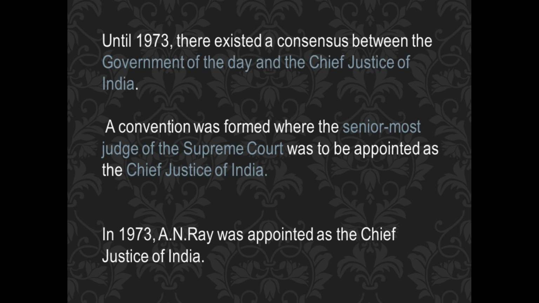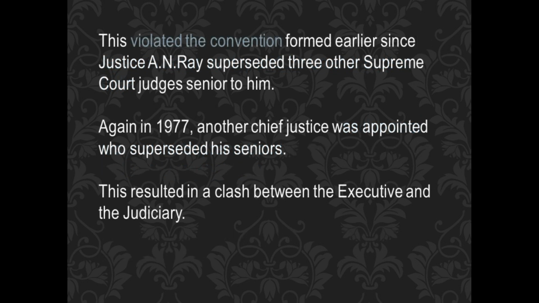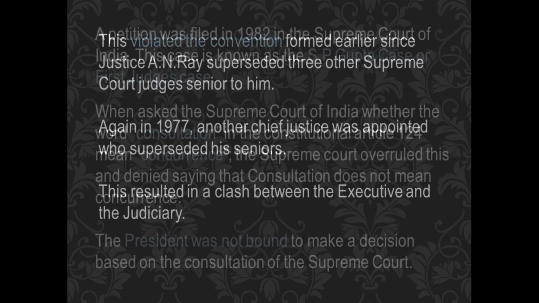In 1973, A.N. Ray was appointed as the Chief Justice of India. This violated the convention formed earlier, since Justice A.N. Ray superseded 3 other Supreme Court judges senior to him. Again, in 1977, another Chief Justice was appointed who superseded his seniors. This resulted in a clash between the executive and judiciary.